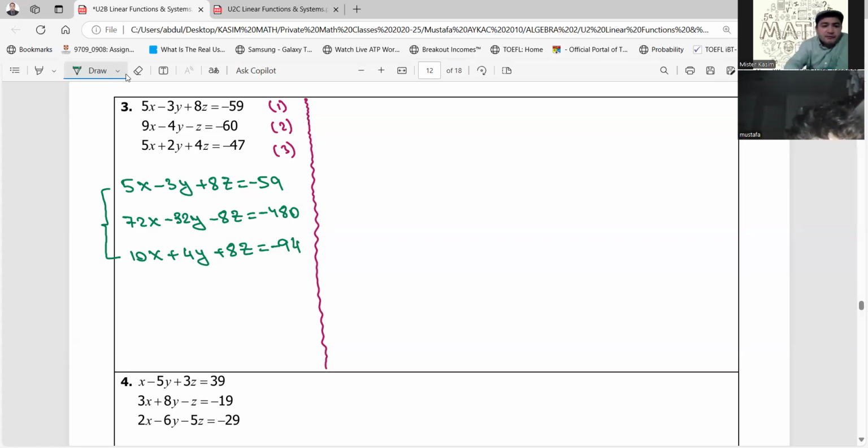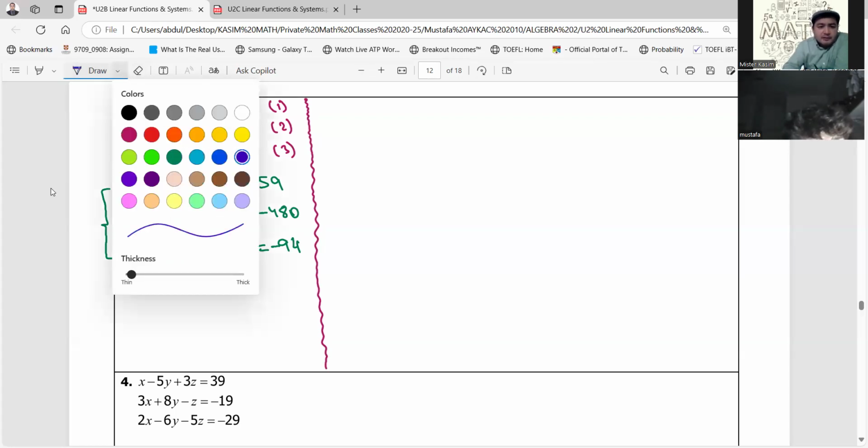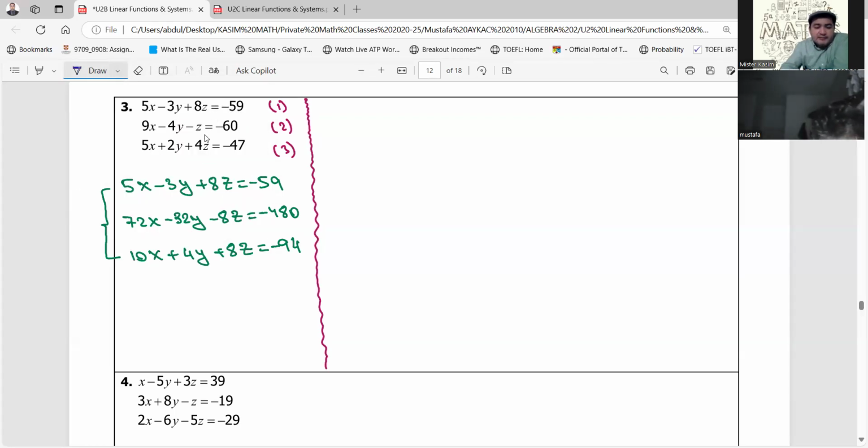Look, Mustafa, if you just look at this system, here we have the first one 8z, negative z, and 4z. How about if I change all these coefficients into 8z, the second equation multiplied by 8, the third equation by 2. If I add the first and the second equation, 5 plus 72, we have 77x. Negative 3 plus negative 32, negative 35y. And these z's are gone. So this one is equal to minus 539.